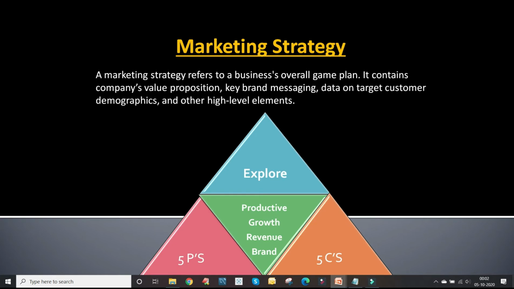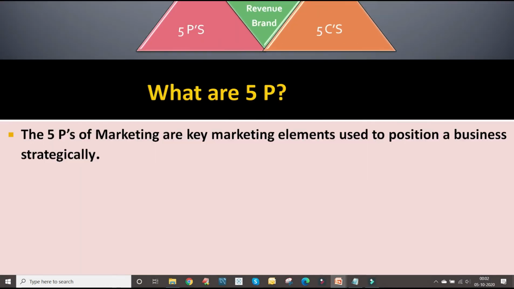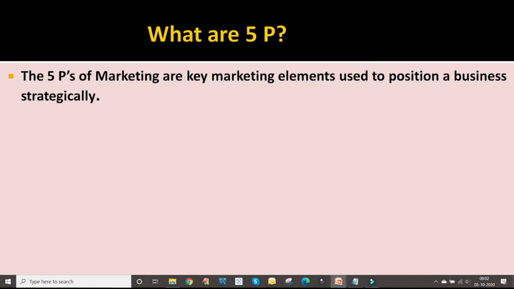Okay, the most important strategy of marketing has two major components. Those are 5 P's and 5 C's. So what are those 5 P's? Let's have a look. 5 P's of marketing, these are major marketing elements, I would say, which are used to position a business strategically. Based on these 5 factors, we can actually understand where our business actually stands and where it lies.